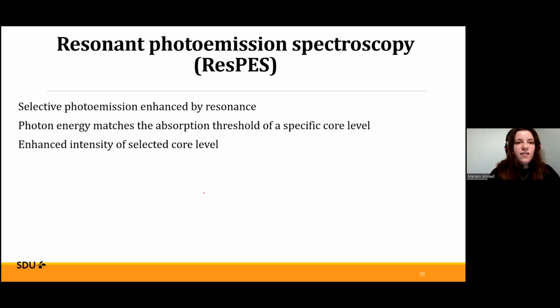Then the last technique I will be introducing is resonant photoemission spectroscopy, or RESPES, and it is a combination of X-ray absorption spectroscopy and photoemission. So basically, RESPES is a way of doing selective photoemission enhanced by resonance. And what this means is you do an XPS measurement, but you tune your photon energy to match the absorption edge of a specific core level. And by doing that, you enhance the XPS signal of that specific core level.